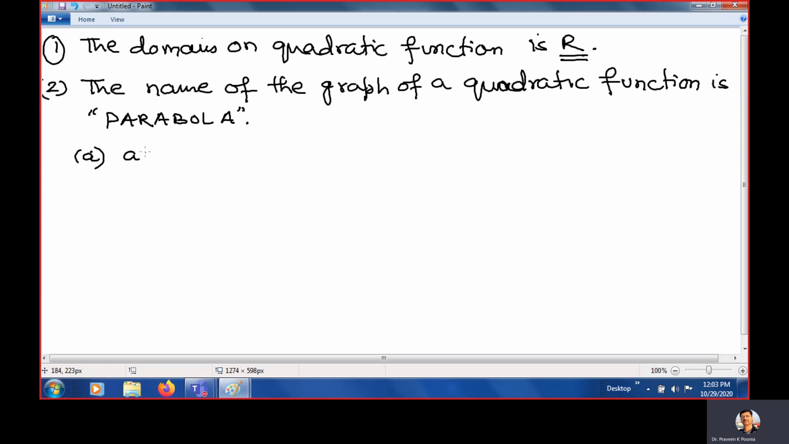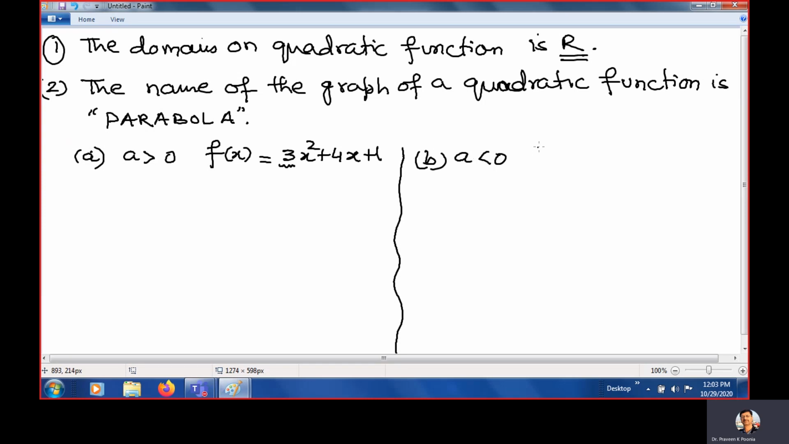What are those conditions? First, if a is greater than 0, for example f(x) = 3x^2 + 4x + 1. Second, if a is less than 0, for example f(x) = -3x^2 + 4x + 1. Look here, the value of a is 3, which is positive, so a is greater than 0. Here the value of a is -3, so a is less than 0.